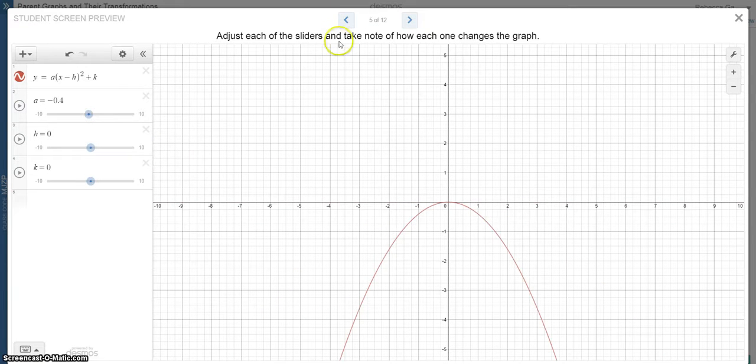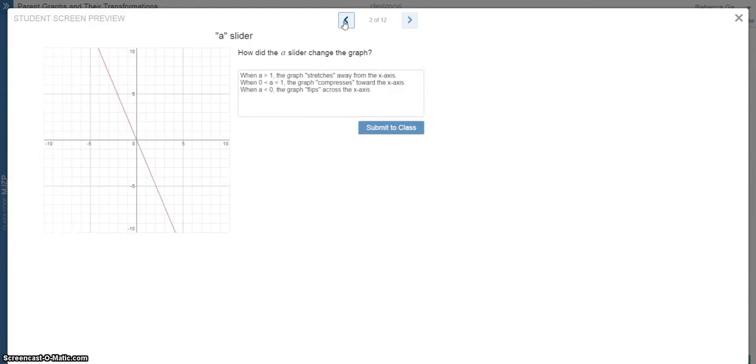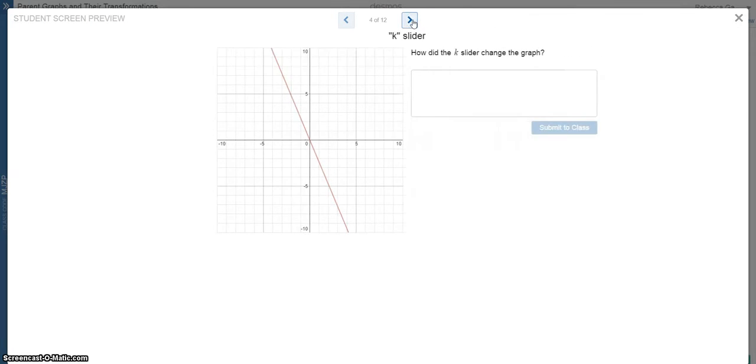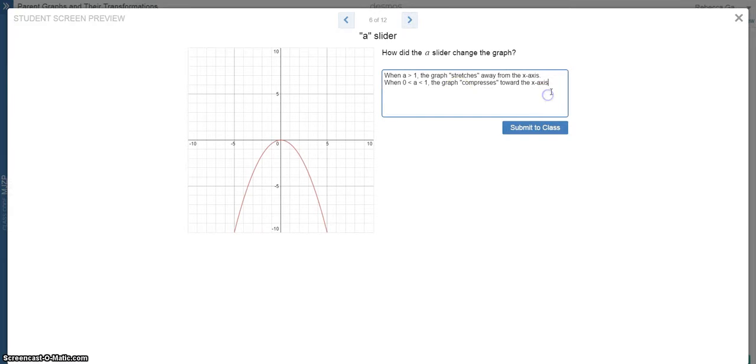So this looks to me like those notes will work again. What I want to do is note that nothing changed in the A for the quadratic and the A for the linear. Those are the same. It serves the same function. Okay, let me go back and get those notes. When A is less than 0, the graph flips across the x-axis. All right, I want to paste that into here. I now have my notes for A for both of these.